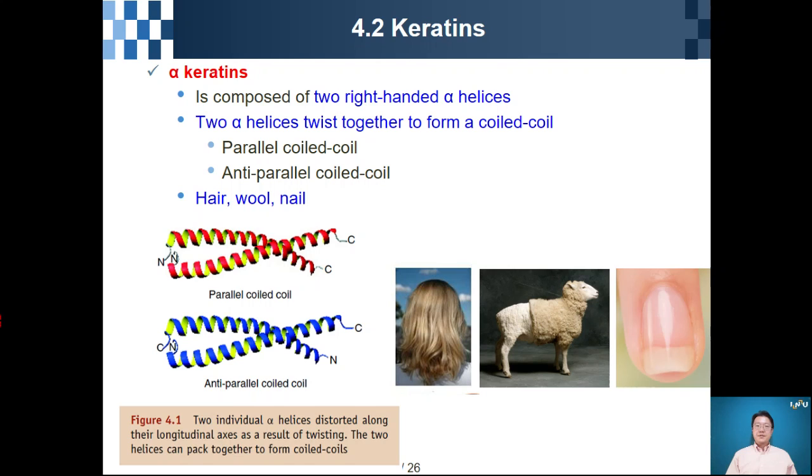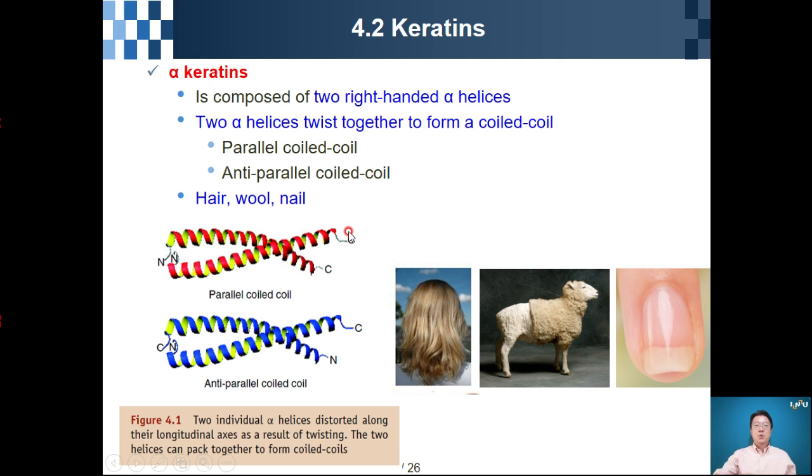In this slide we will learn the second subject, keratin. We will learn about the alpha keratins. What is the main characteristic of alpha keratin? We already learned that the cysteine content is higher in alpha keratin. Now we will learn the basic structure of alpha keratins. Alpha keratin is composed of two right-handed alpha helices. Right-handed means that N starts from here, and the carboxyl group C ends here. Two alpha helices twist together to form a coiled coil.